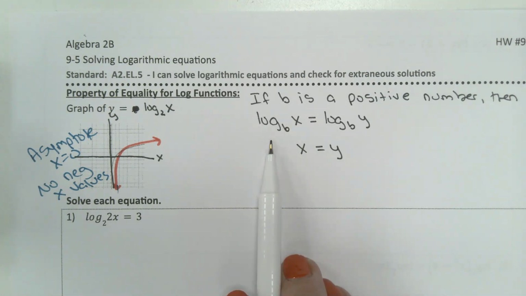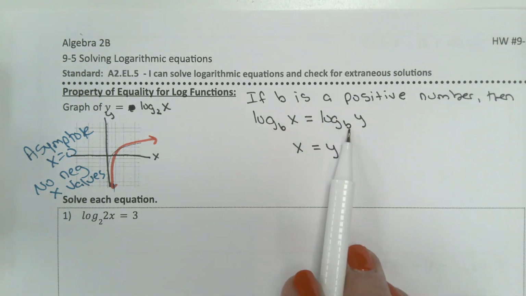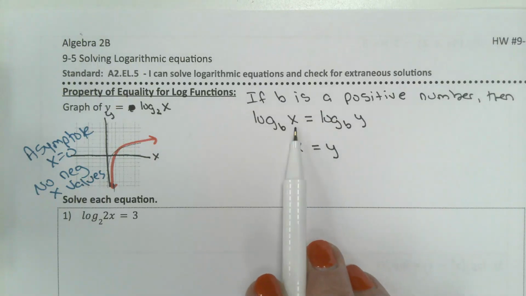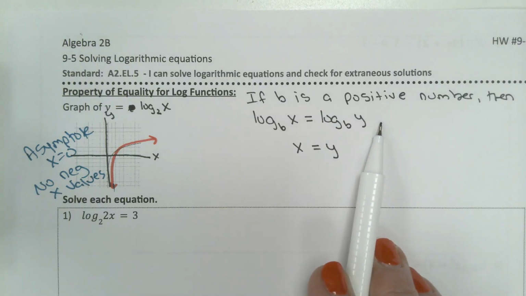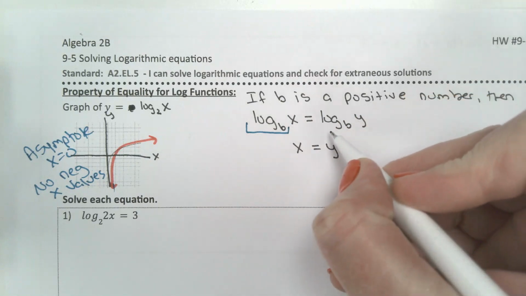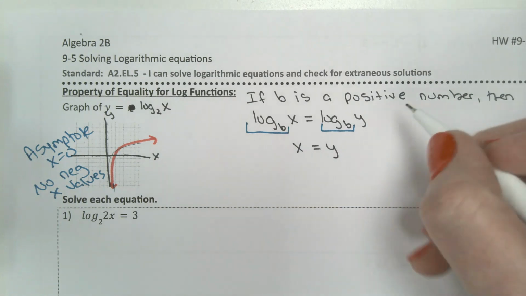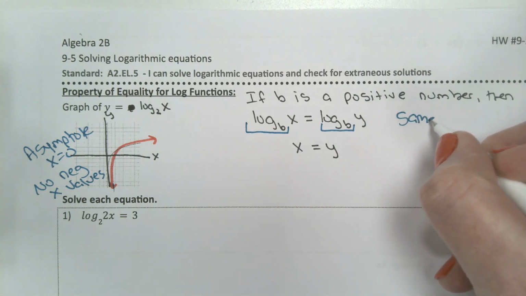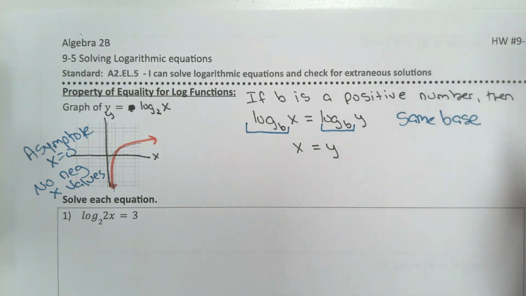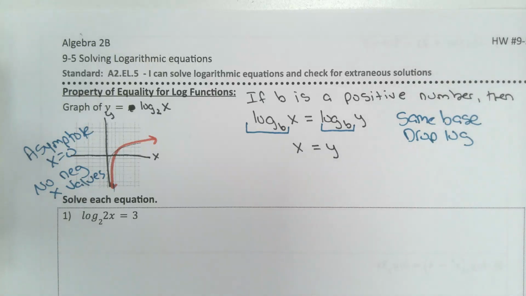Another fun fact is if b is a positive number, so yeah, you have to take the log of a positive number, log base b of x equals log base b of y. So if you have the same base right there, you can drop them and set x equal to y. So when you have the same base, you're going to drop the log.